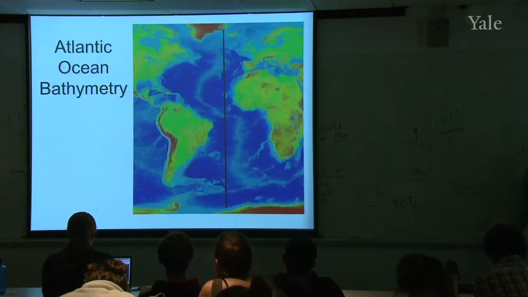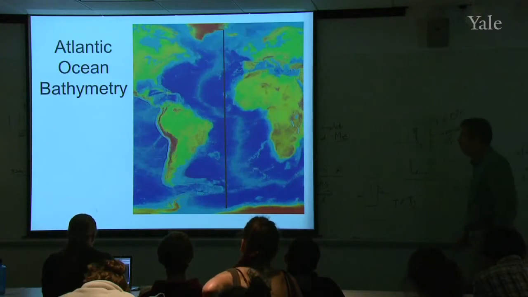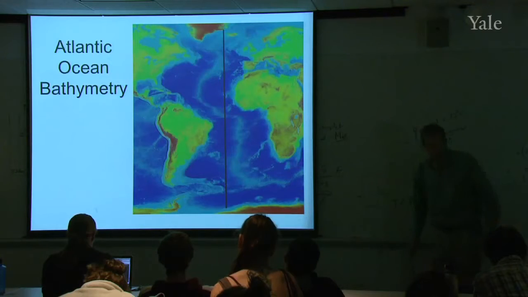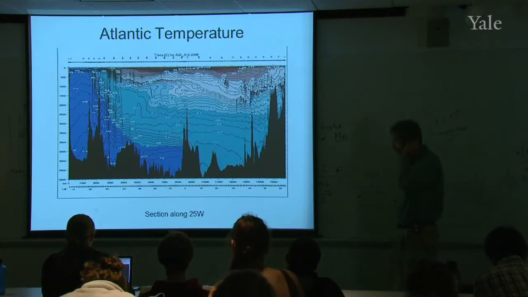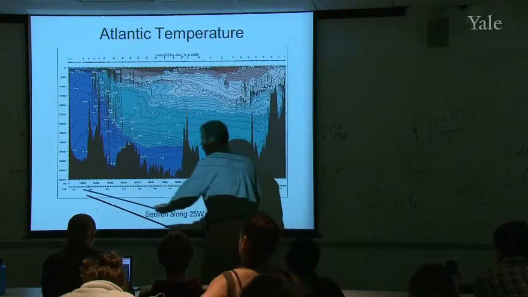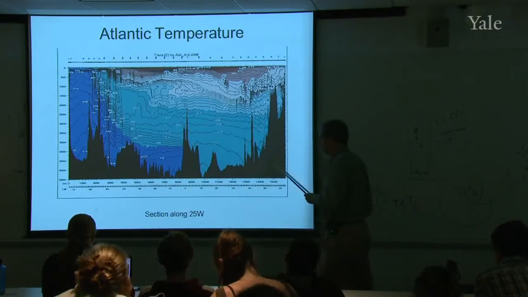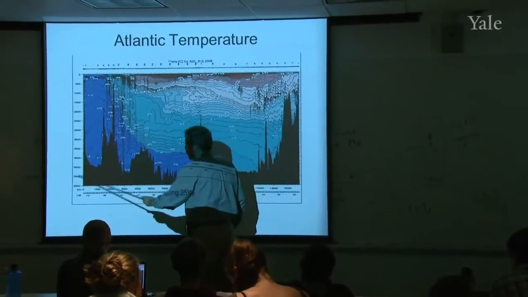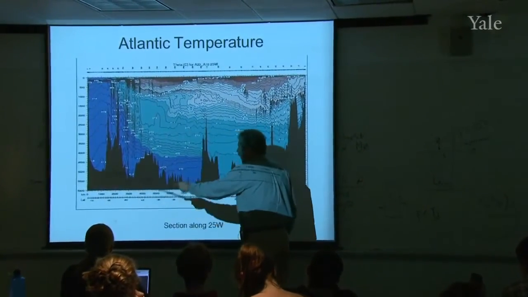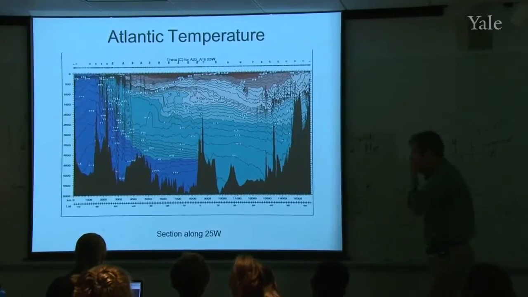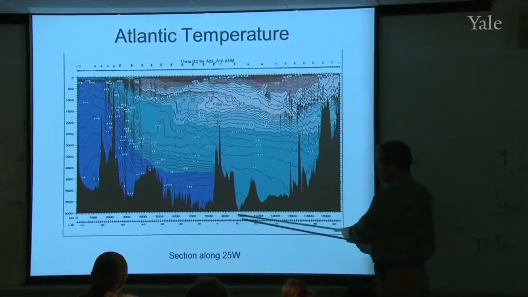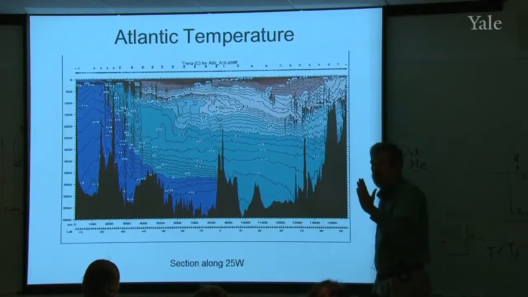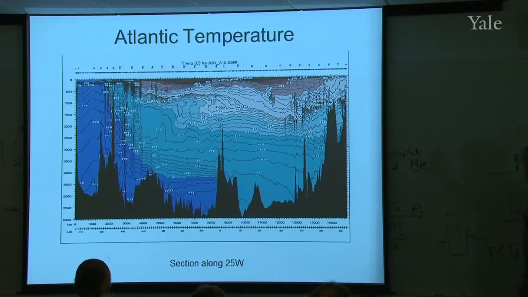So let's take a look at the Atlantic Ocean along this section of 25 west longitude. And here is the temperature section given, where this goes north to south, sea level down to 6,000 meters, and the black is the terrain. Now, the first thing that strikes you about this image, perhaps, is the steepness of this terrain. Oh my goodness, are there really these sharp spikes and cliffs in the ocean?